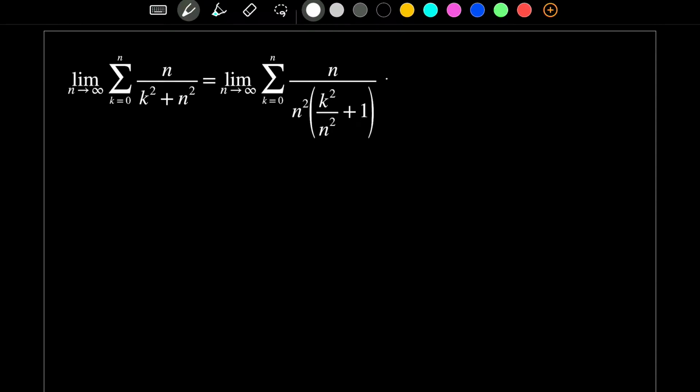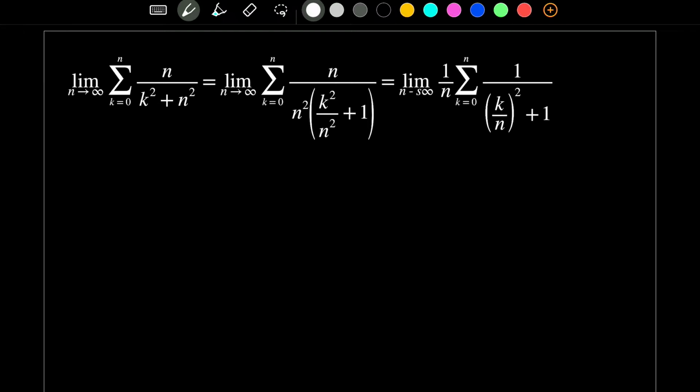So maybe we can take this n and this n squared and put it in front because it's not depending on k. So we're going to get the limit as n goes to infinity of 1 over n times the sum from k equals 0 up to n of 1 over (k over n) squared plus 1. So this is the next step, and now we can actually already use some Riemann sums. Now this is probably the hardest part if you're doing this on your own. Recognize that you can use this Riemann sum here, but let's see why it's so useful in this case.